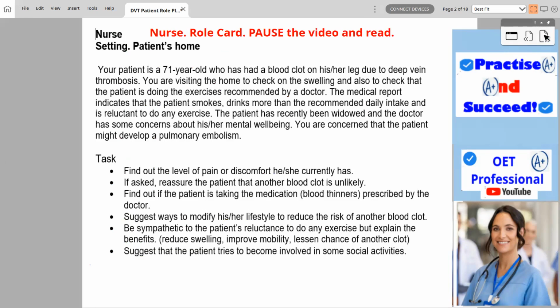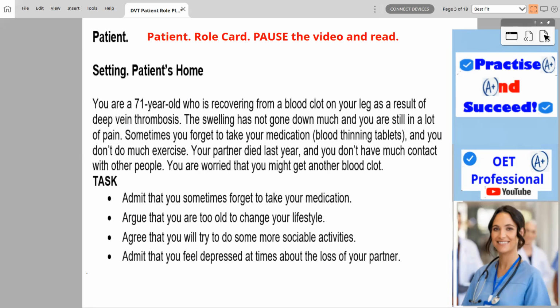Nurse role card. Pause the video and read. Patient role card. Pause the video and read.